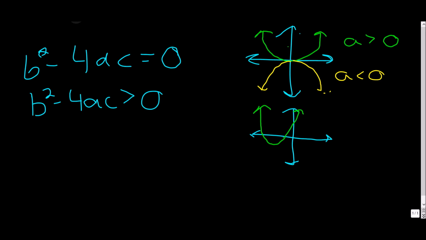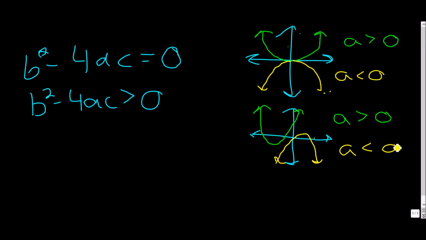And that occurs if your a value is greater than 0. Now, if a is less than 0, you're going to have the same thing. You're going to have two different places of intersection, but your parabola, again, is going to be turned upside down. So it's going to look like this.